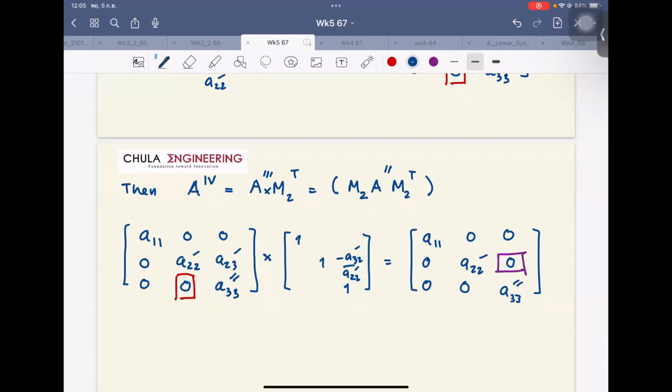double prime, and we end up with the diagonal matrix. Let me change the color. At this step, we have the diagonal matrix D. Now this is 0 because we multiply this and this, right? A22 prime multiply with this, we get negative A32.